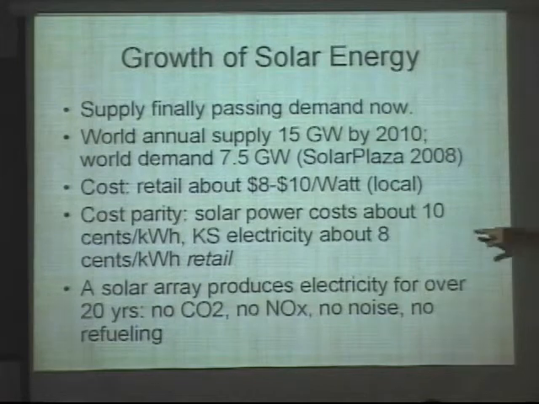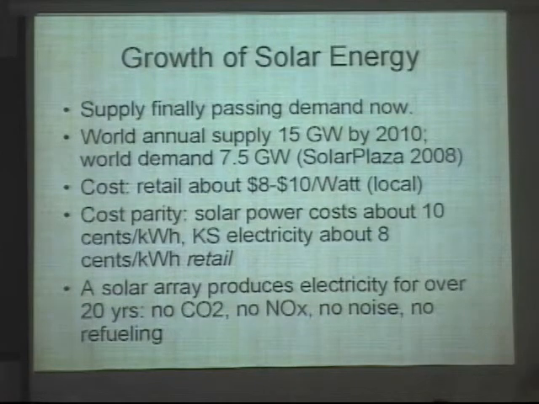Cost parity: solar power over the long term costs about 10 cents a kilowatt hour if you're saying you're going to run this for 20 years. In Kansas, right now, in Westar territory, we pay about 8 cents a kilowatt hour retail. That's going up, probably by 11%. There are some places in Kansas where electricity rates are over 10 cents, where they're 12 cents a kilowatt hour. And there are a lot of places in the world where electricity is a lot higher than 10 cents a kilowatt hour. So we're sort of on the cusp of solar power at current rates being cost effective without any additional incentives.